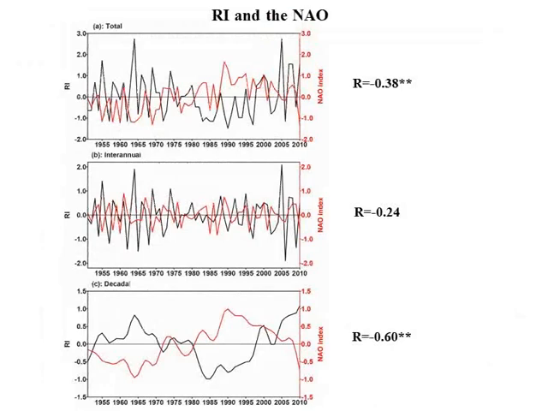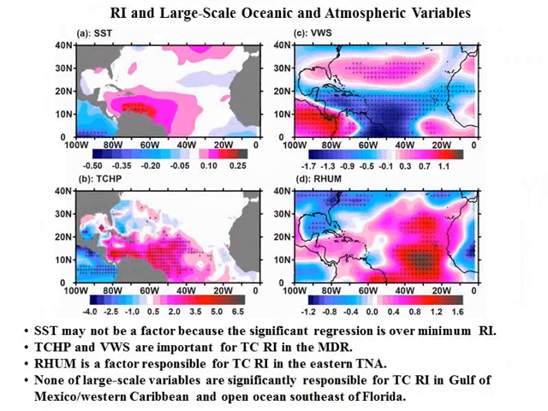Next we take a look at the NAO. This figure compares the NAO index and the RI index. So again, it shows the correlation is on the multi-decadal time scale. Then we show the spatial pattern of the large scale ocean atmosphere variables. What we did here is regression: regression of the I onto the activity, TC heat potential, vertical wind shear, and relative humidity at 500 millibar. So the couple of points I want to make here.